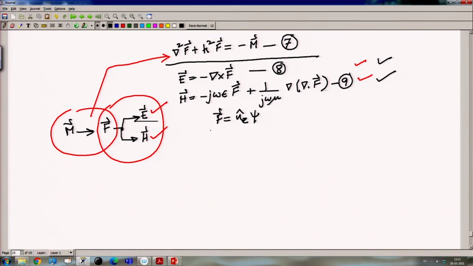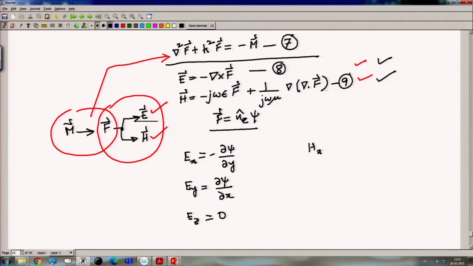So, if F equal to u z psi, then we have E x as minus del psi del y, E y as del psi del x, and E z will be 0.